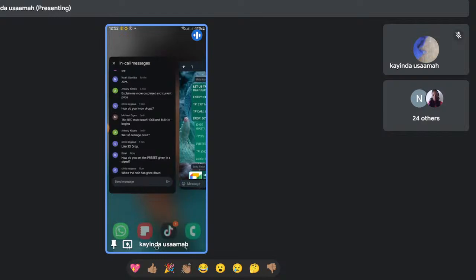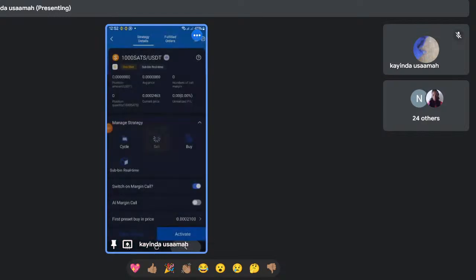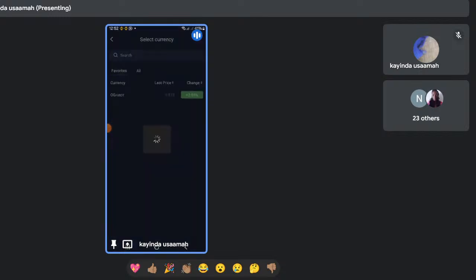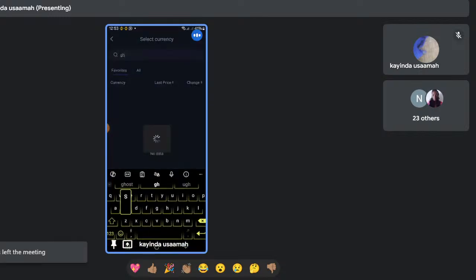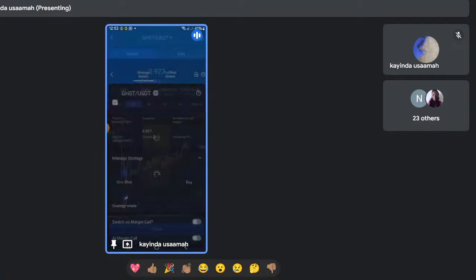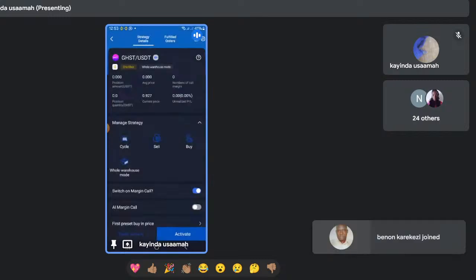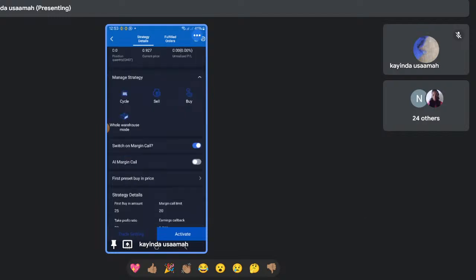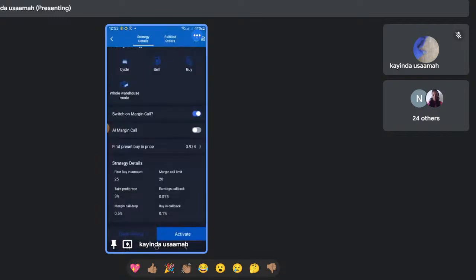When I look for this token here on my Royal Q, GHST, I tap create again. Then I put my trade settings. I'm going to put 0.934. That's what I do. First preset buying price, then I tap sure. My robot has to wait for the market to come back to this price and it buys.